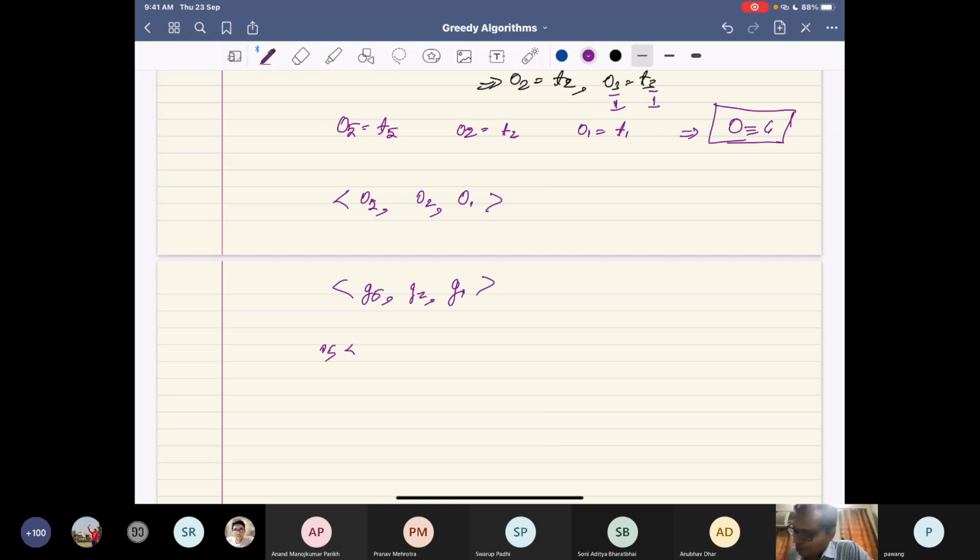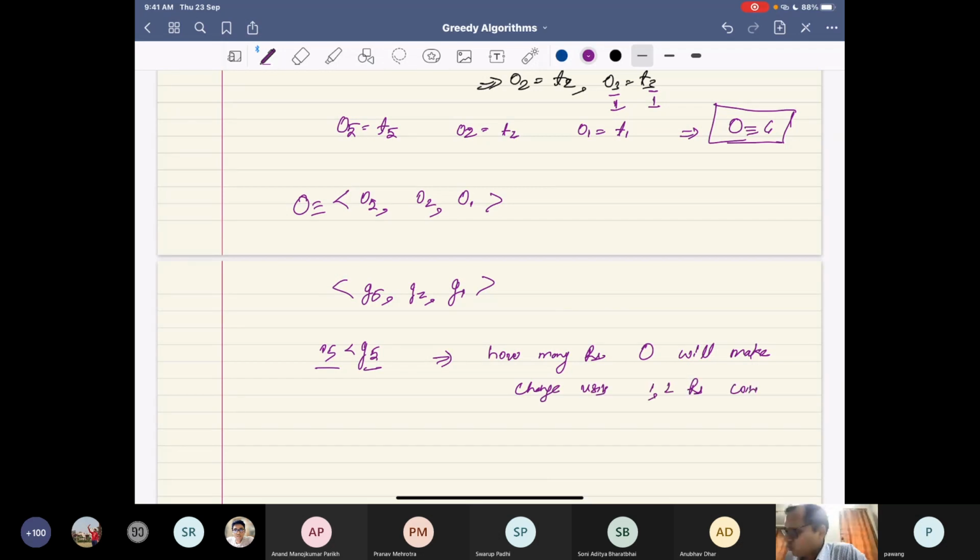So there were 3 things: O5, O2, O1, and G5, G2, G1. We said O5 has to be less than G5 if they differ at the first place, right? Now if O5 is less than G5, now you give me the answer. How many rupees will O make change using 1 and 2 rupee coins? Greater than or equal to 5. Greater than or equal to 5.